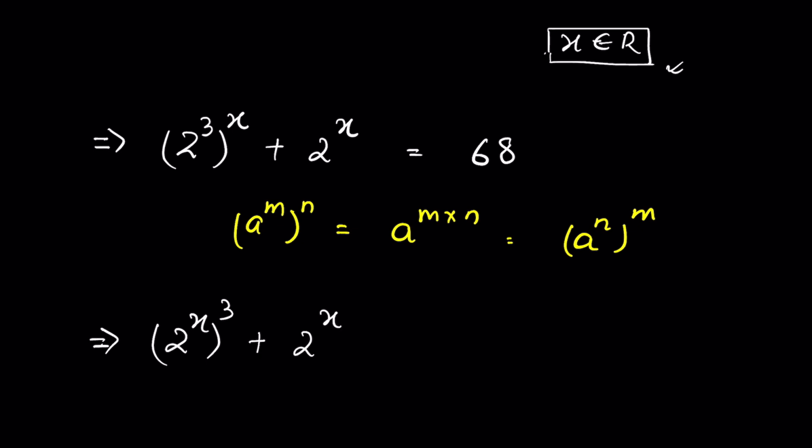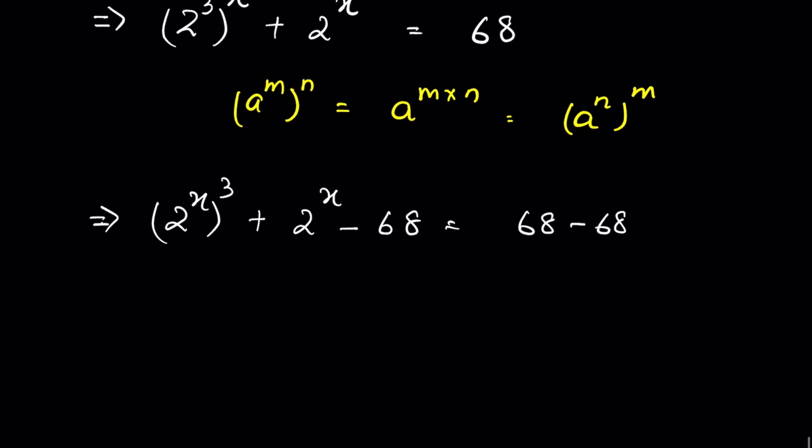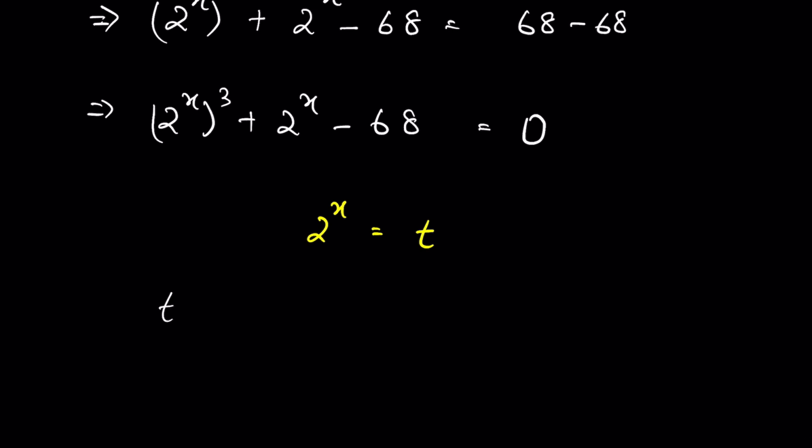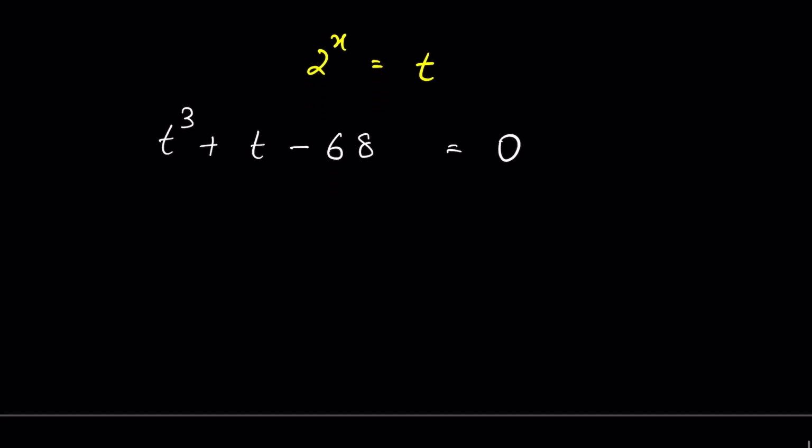Subtract 68 from both the sides, so it will be 2 to the power x whole to the power 3 plus 2 to the power x minus 68 is equal to 0. Now let's consider 2 to the power x is equal to t. In that case we have t cube plus t minus 68 is equal to 0. Now how to factorize it?